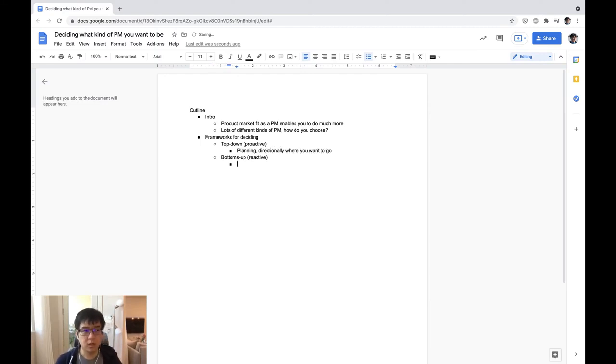And then for bottoms-up reactive, what I'm trying to get at here is a lot of times we only figure out what kind of PM we want to be after we've been in a couple of different kinds of PM roles. As an example for me, I've been an integrations PM, I've been a user experience PM, I've been a 0 to 1 PM launching something. I've been a scaling PM. So basically, how do you take something and make it really, really big? And a lot of times, you're going to be exploring through your own experiences and then reflecting on that.